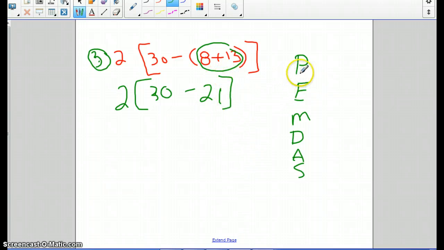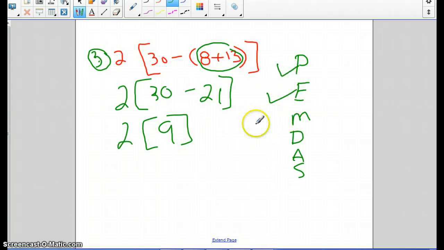Well, we still have parentheses, or these brackets. Brackets also count as parentheses. So 30 minus 21 gives us 9. We've done that. No exponents. We've got to multiply: 2 times 9 is 18. And we don't need to do any more because it's already simplified. Okay, let's take a look at another example.